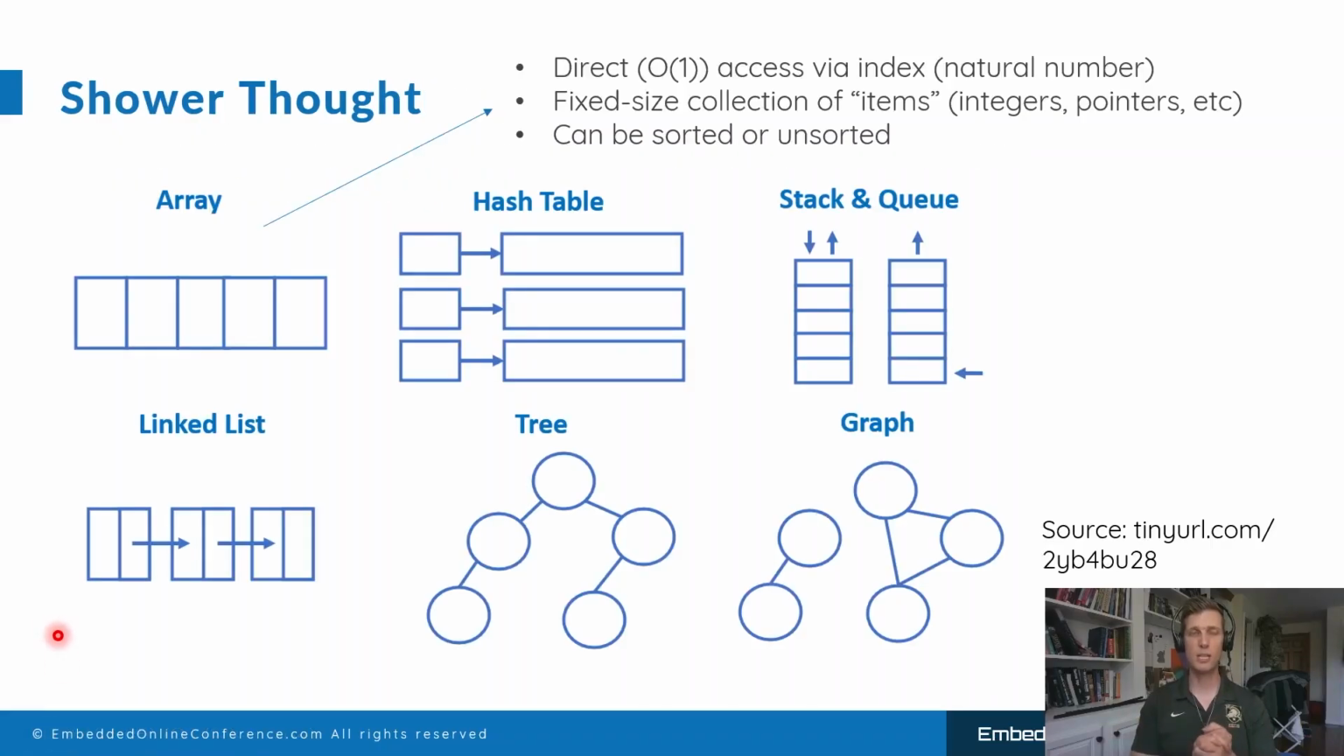The shower thought I want to leave you with is, as I was getting these notes together, I realized that an array is one type of data structure, and it has these elements, where it's sort of a fixed size collection of stuff. It can be sorted or unsorted. We're accessing it directly, essentially via some kind of index, and that mapped itself really well onto some unique solutions.